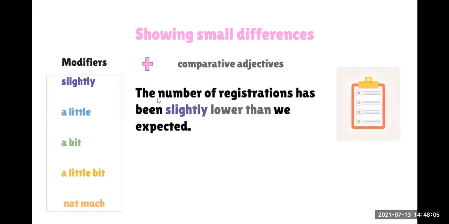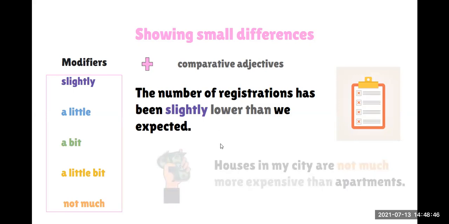For example, the number of registrations has been slightly lower than we expected. Okay, so slightly lower than. As you can see, I am showing here a small difference. Imagine that we expected 100 registrations, but only 90 or 95 persons registered themselves. So it's slightly lower than we expected. Slightly lower, okay? Then we have the other one.